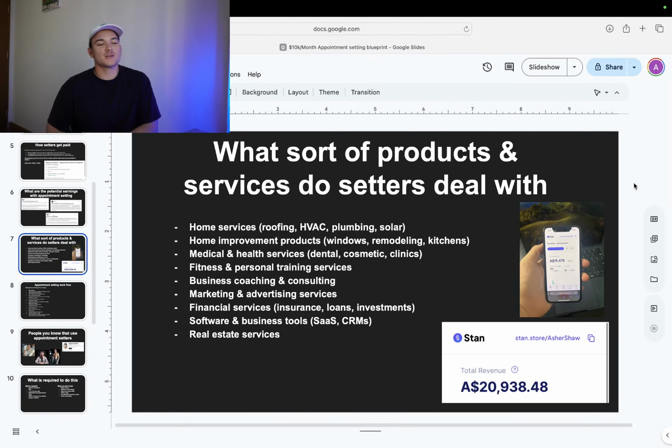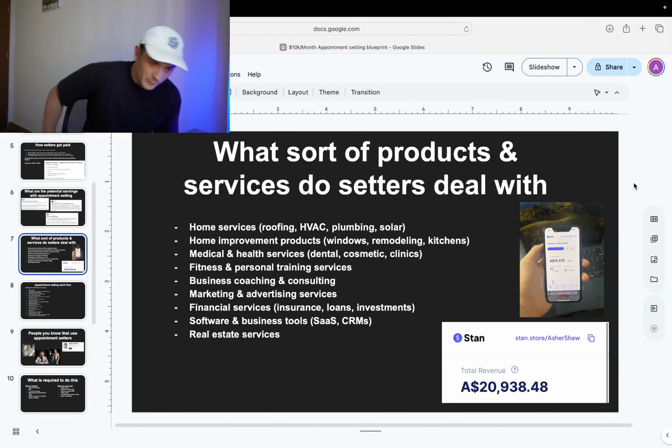Okay, so what sort of products and services do setters deal with? A lot of people think that when you're dealing with online stuff, or appointment setting, you have to be appointment setting for people that are selling courses. Very far from the truth. Anything, even in the trades, you still have appointment setters. People that are booking in jobs, people that are ordering materials, those are appointment setters. And most of them will work from home as well.